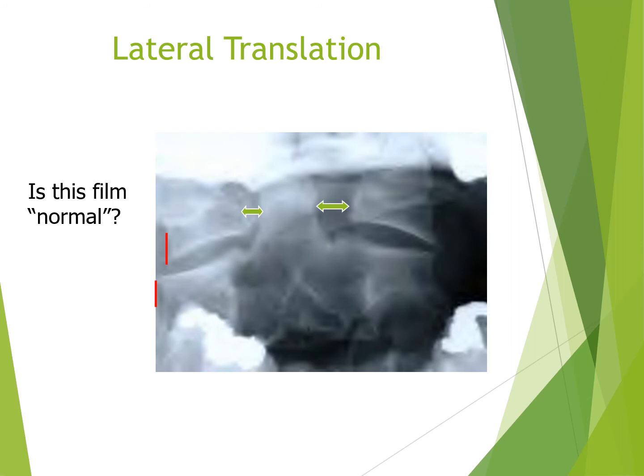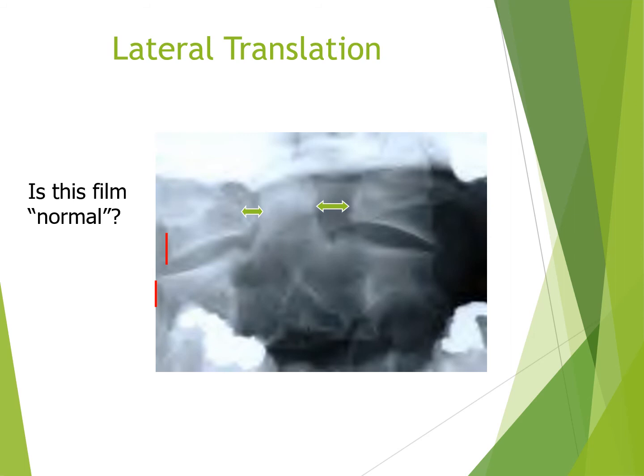Okay, there's a few things going on in this film. The arrows are showing the space between the lateral masses and the odontoid. You could see the amount of space on the right is much larger than the space on the left between the lateral mass and the odontoid. You could also see that the red lines, the vertical lines on the left, are showing that it looks like atlas is translated to the right a little bit.